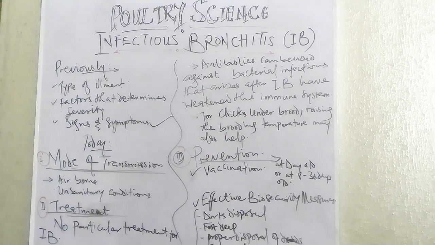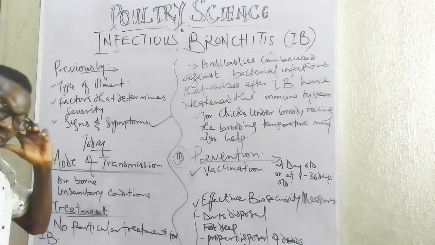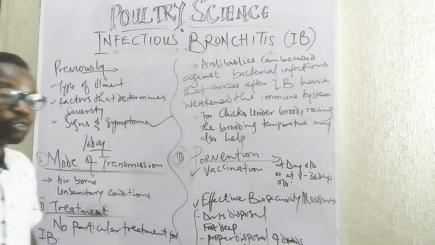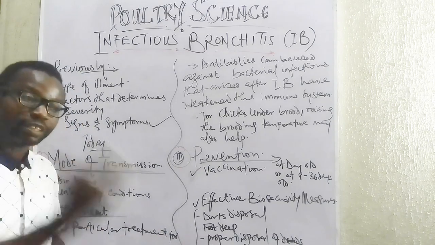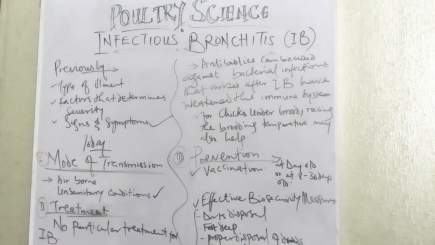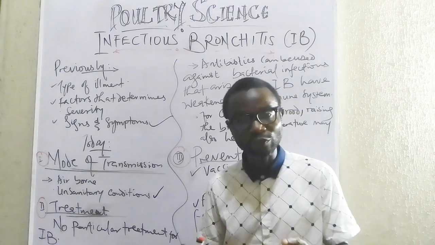Now, mode of transmission is airborne. Usually, most viral diseases are airborne, especially those that have to do with the respiratory tract. So, unsanitary condition and also not having proper ventilation can lead to this. Now, what is the treatment? Like I said previously, no particular treatment for it, just like some other viral diseases. However, antibiotics can be given to prevent secondary infections.